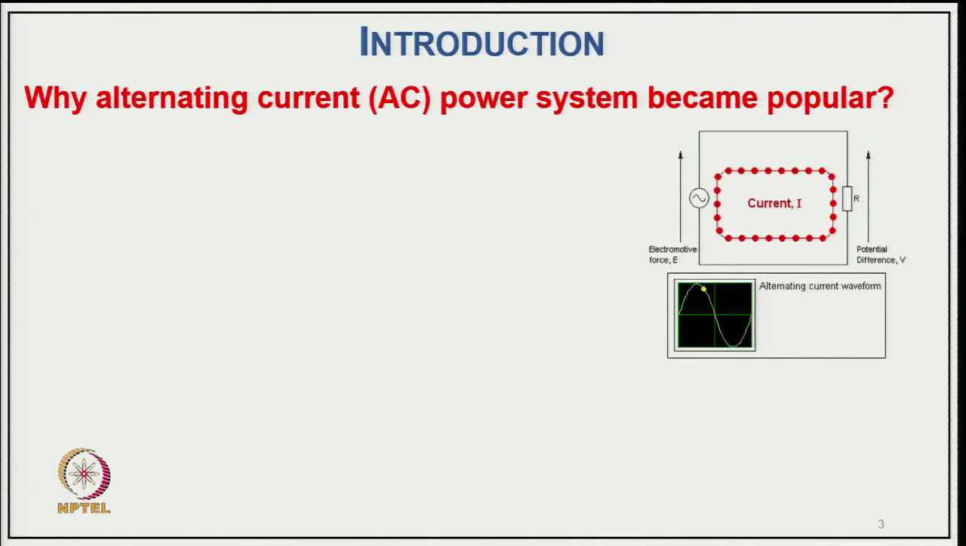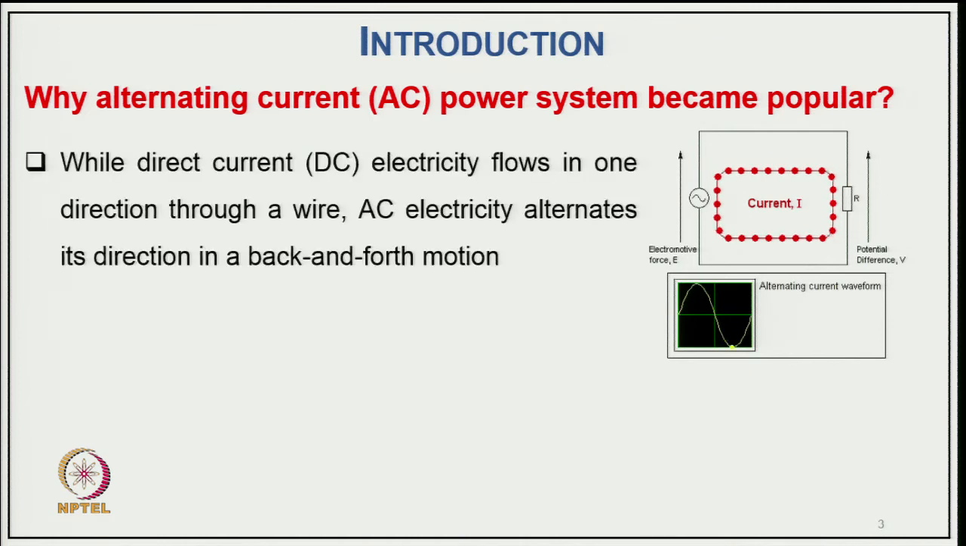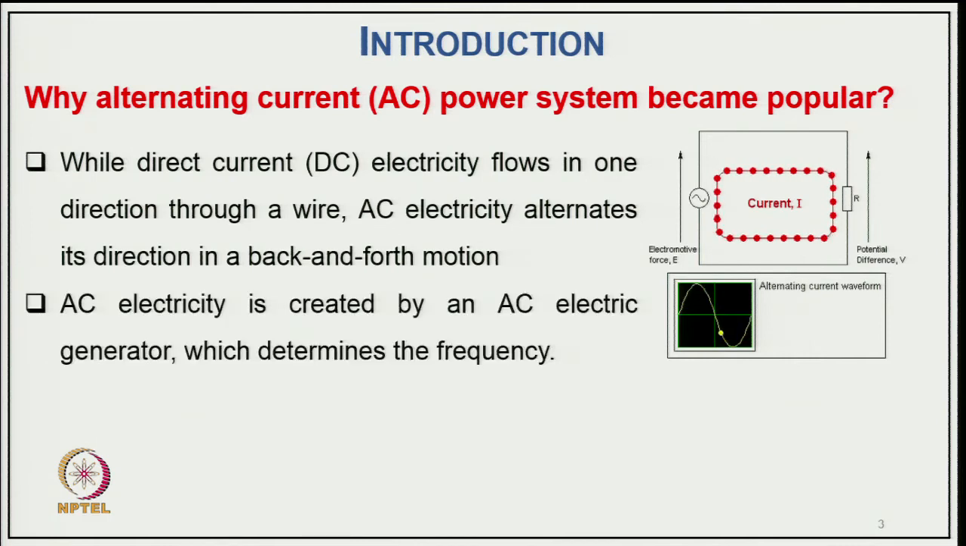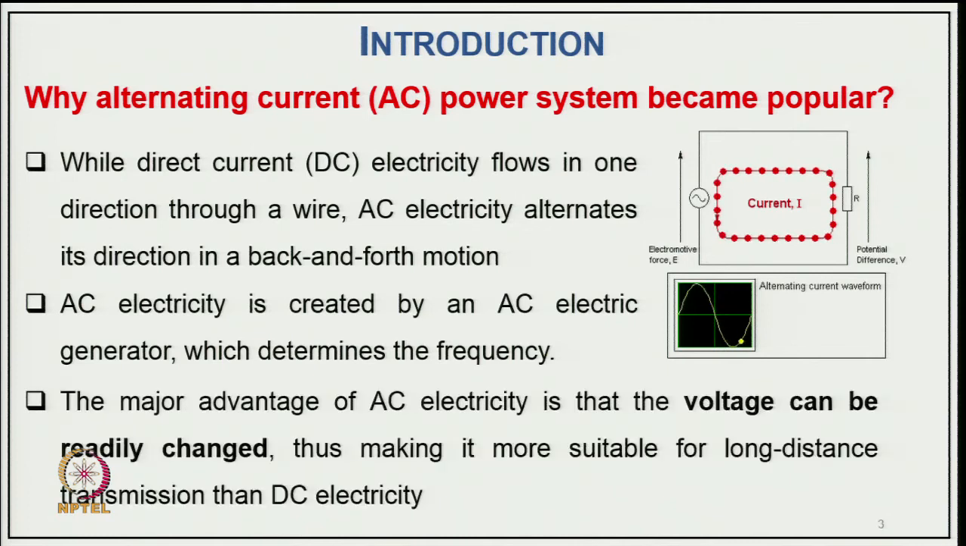So, to start with, why has the alternating current power system become popular? When direct current electricity flows in one direction through a wire, AC electricity alternates its direction back and forth, as shown here. AC electricity is created by an AC electric generator, which determines its frequency, and the major advantage of AC electricity is that the voltage can be readily changed with the help of a transformer, thus making it more suitable for long transmission than DC electricity.